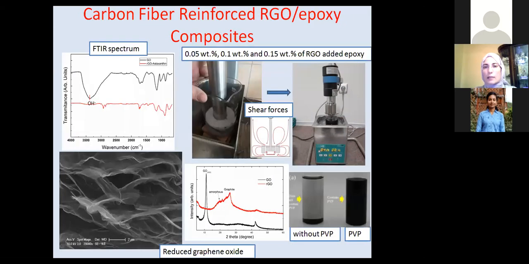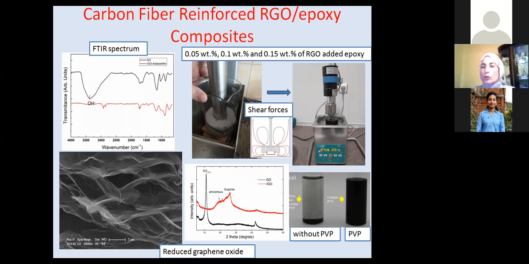In the second experiment, we also worked jointly with Professor Felipe, and we produced carbon fiber reinforced reduced graphene oxide epoxy composites. The reduced graphene oxide was supplied by Professor Felipe. They produced this reduced graphene oxide using astaxanthin. After that, we added this reduced graphene oxide using the shear mixer and also sonication.